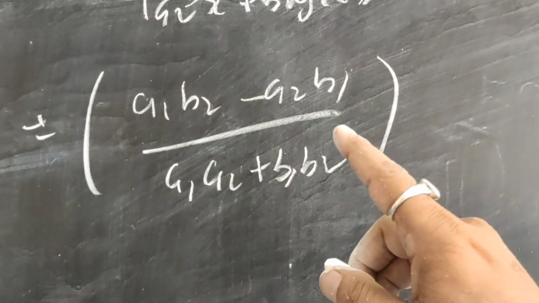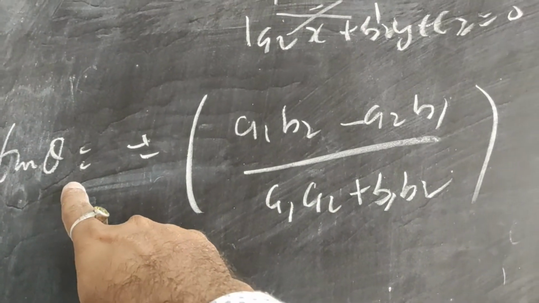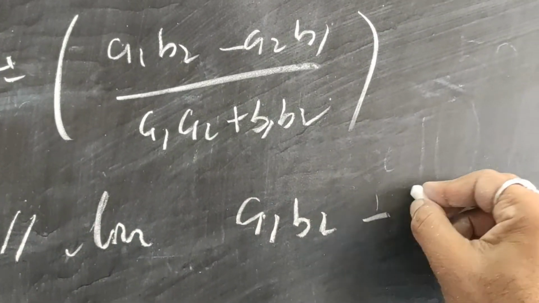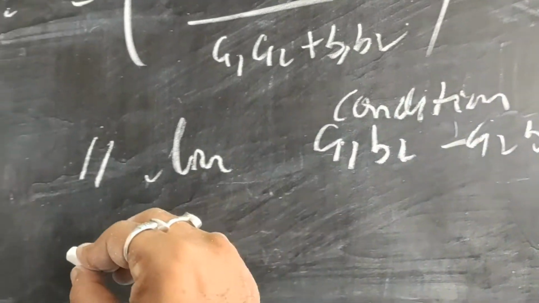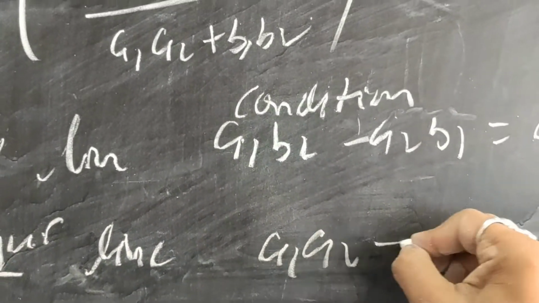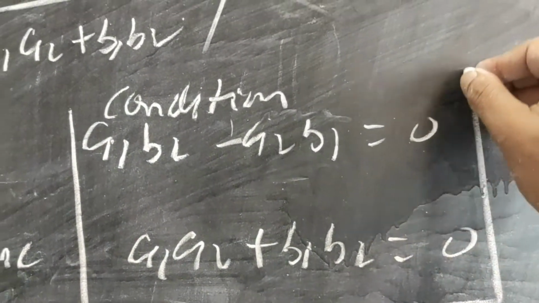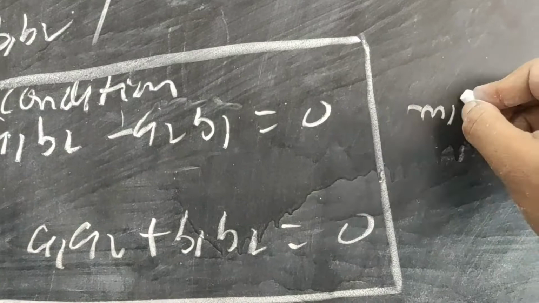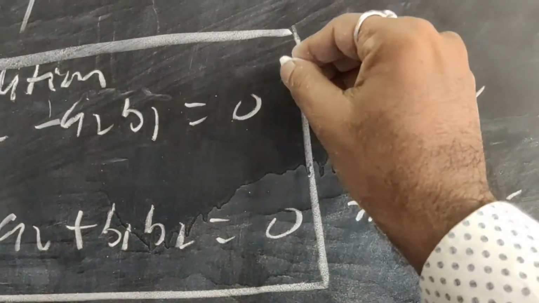Now look here, if this numerator is 0, then the angle is 0. If the denominator is 0, then the angle is 90 degrees. So for parallel lines, the condition is a1 b2 minus a2 b1 equals 0. For perpendicular lines, a1 a2 plus b1 b2 equals 0. These are the important conditions. You can learn these for objective questions, you can use them directly. It is also we can say m1 equal to m2 and m1 m2 equal to minus 1. This condition also you can write.